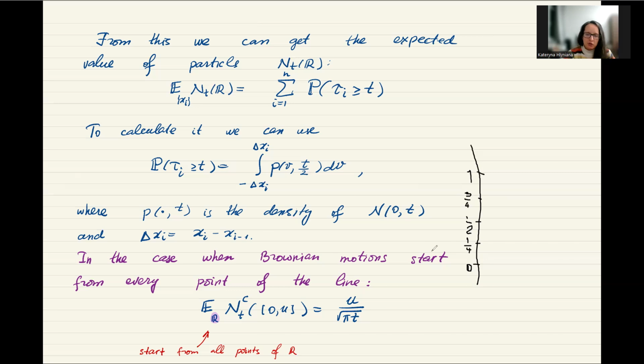From such an approximation you can get a family that starts from every point of the line, and of course two Brownian motions that start very close to one another will almost immediately meet one another, and they will coalesce and form one trajectory, one particle. So from this we can get the expected value of points that you can find in some interval 0u. Here at time t I fix the interval 0u, and the number of particles is proportional to the length of this interval.